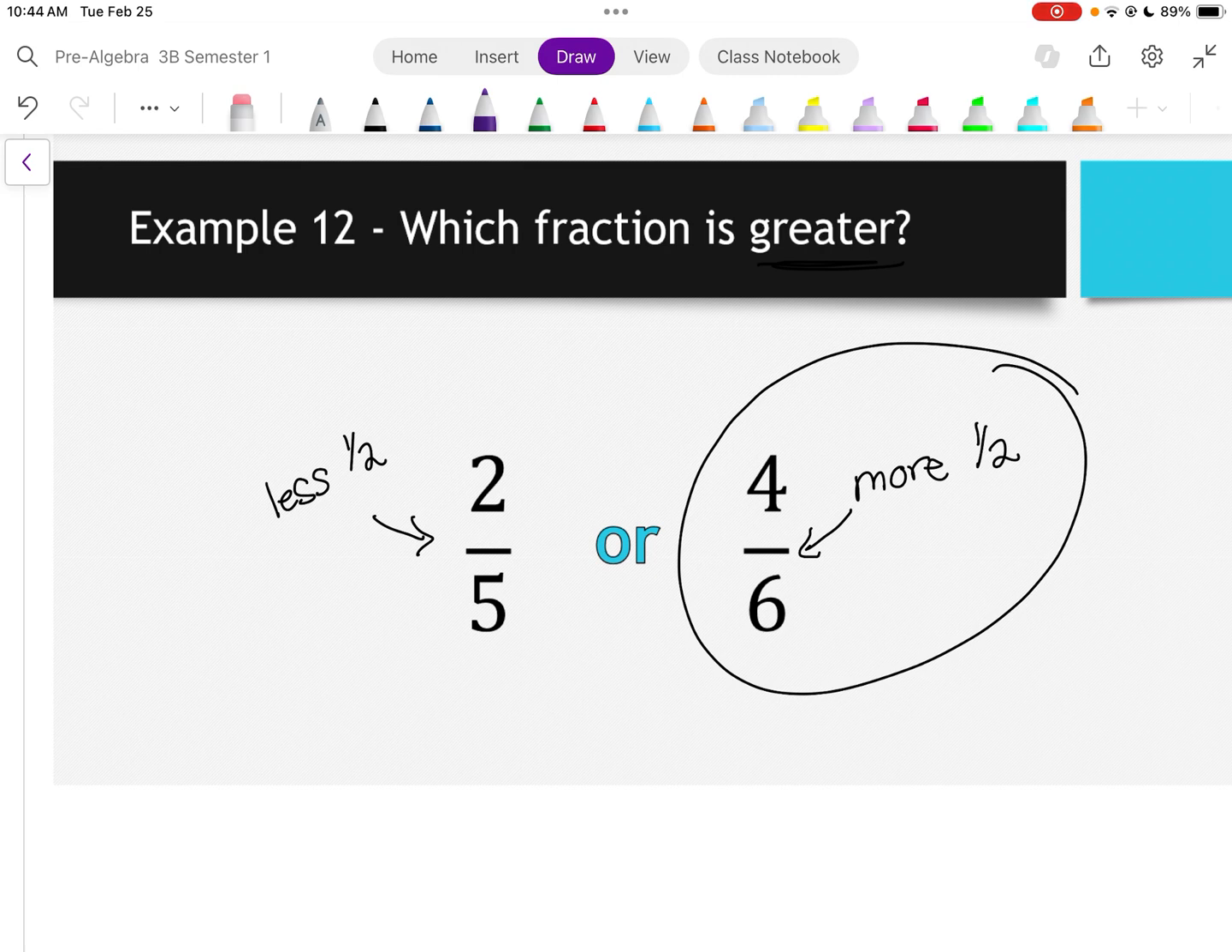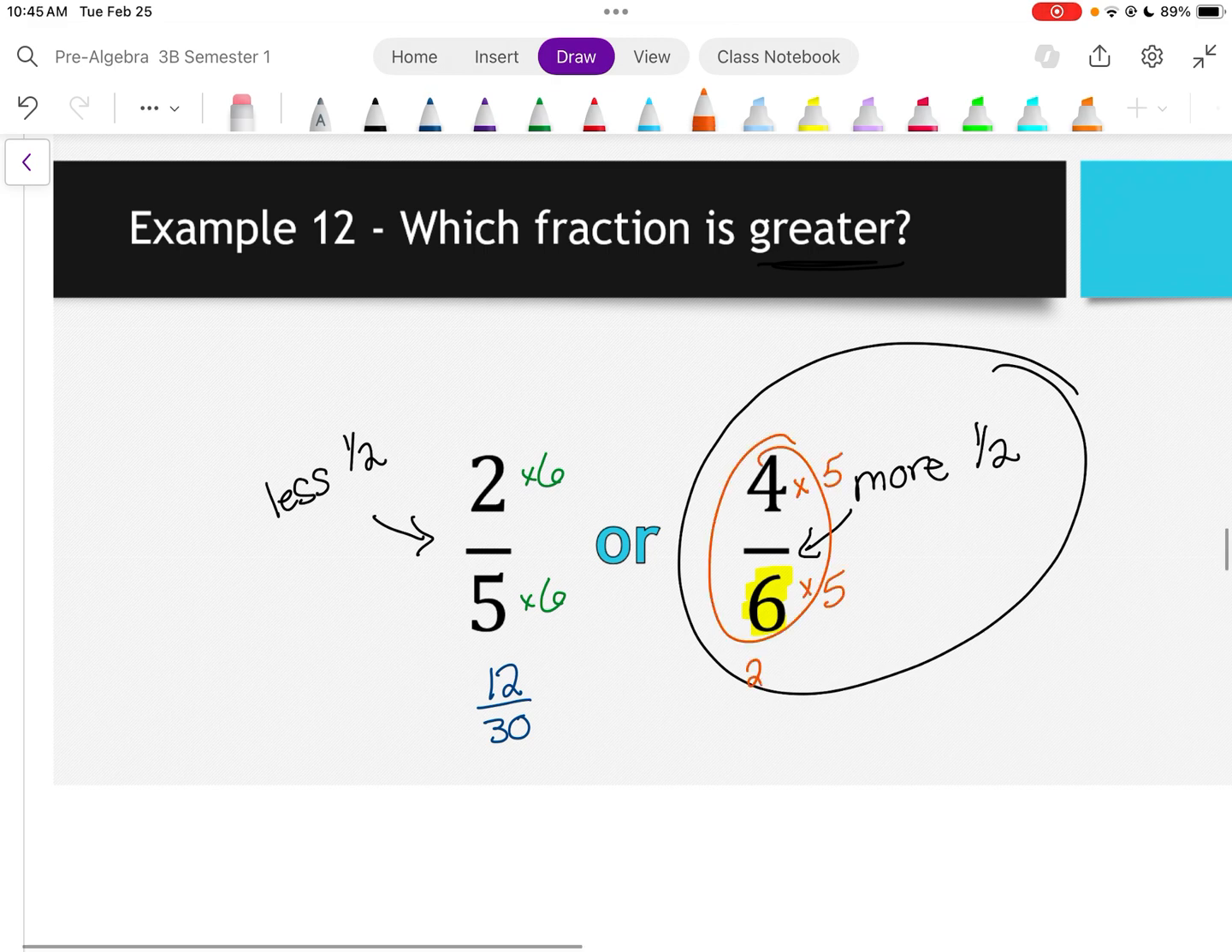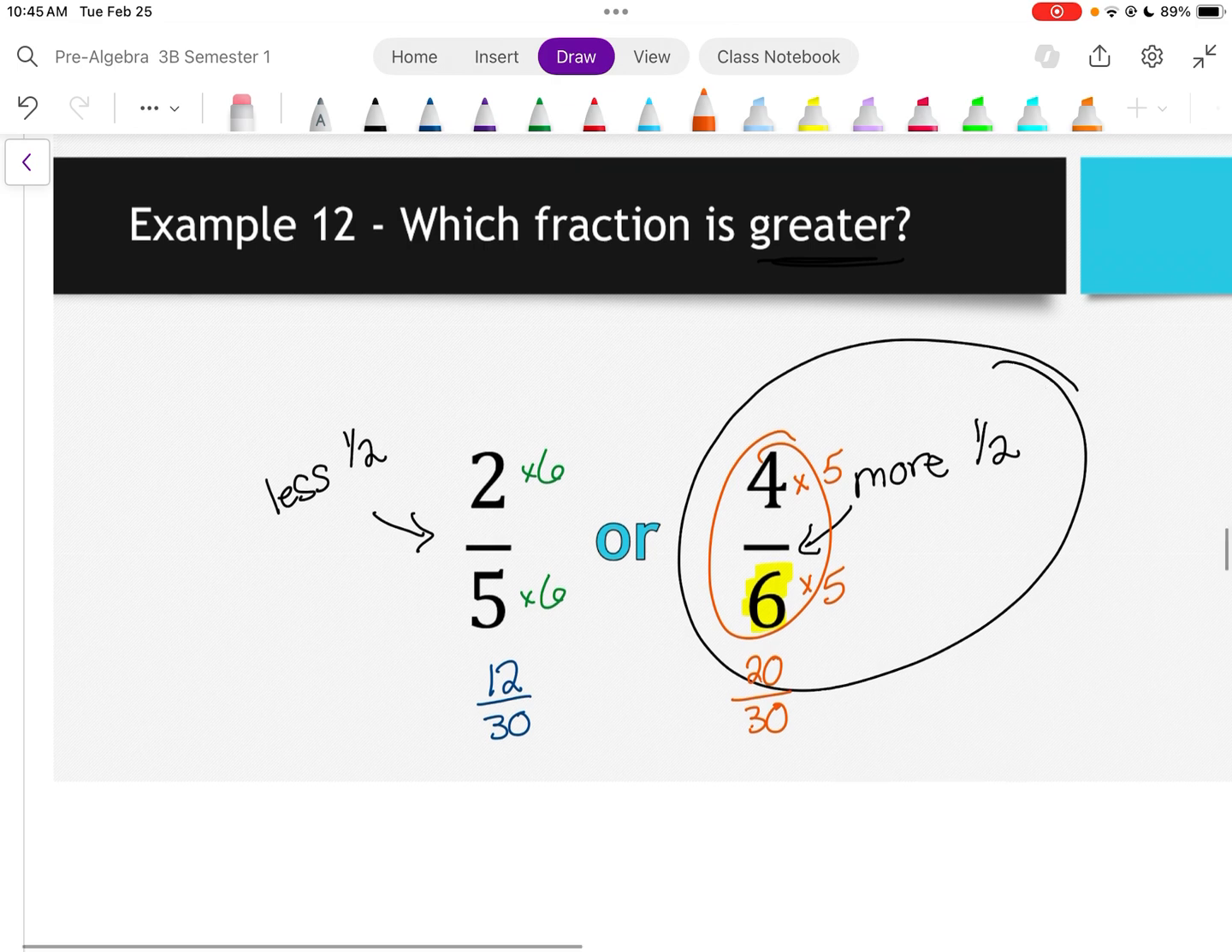And one way, again, we can check our work is by multiplying by the denominator of our other fraction. So 2 over 5, I'm going to multiply both of those by 6 to get 12 over 30. And then 4 over 6, I'm going to multiply those both by 5. And that will give me 20 over 30, showing again that that number is greater.